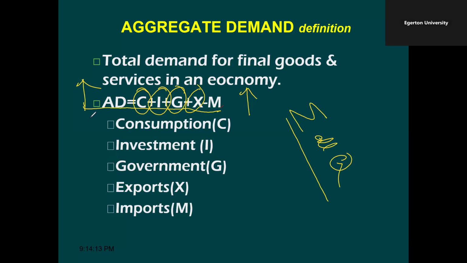But from an economic point of view, we can talk about the decrease in aggregate demand: maybe a decrease in consumption, a decrease in investment, a decrease in government expenditure, a decrease in exports, or an increase in imports, leading to a decrease in aggregate demand.